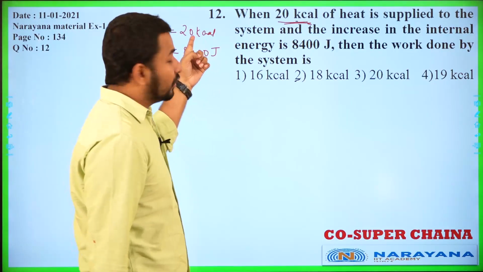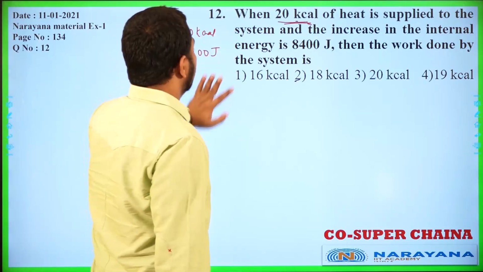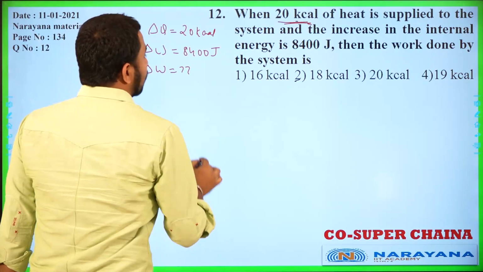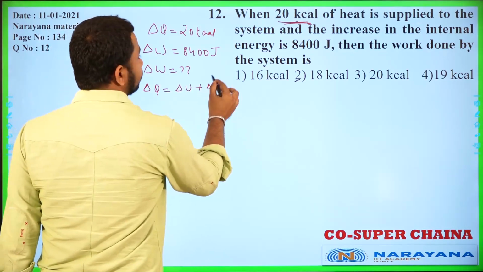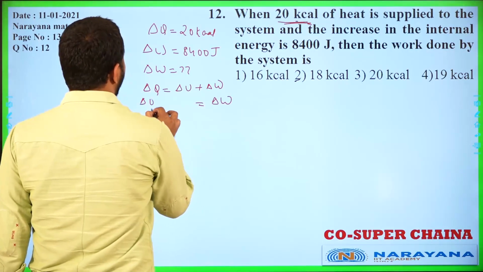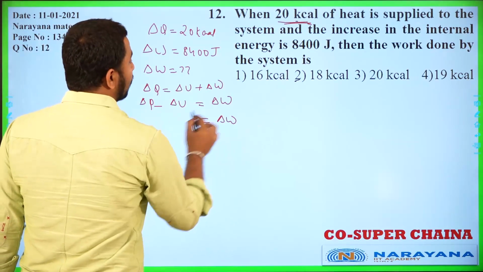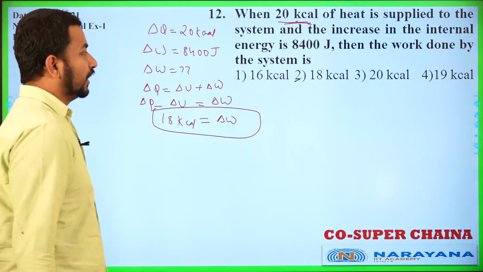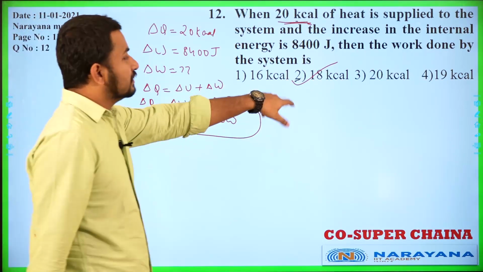So how to convert kilocalorie into joule? Just convert this 20 kilocalorie into joule. Now delta Q is equal to delta U plus delta W, and we need to find delta W, so substitute the values: delta Q minus delta U. If you substitute, delta W we need to calculate will be 18 kilocalorie, and that will be the answer of this question, student. So just be careful on the conversion.